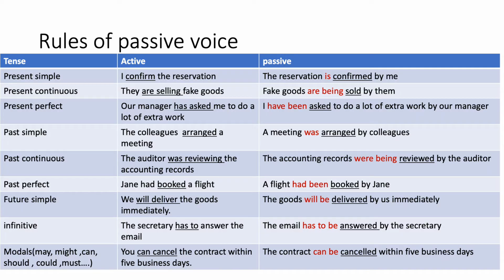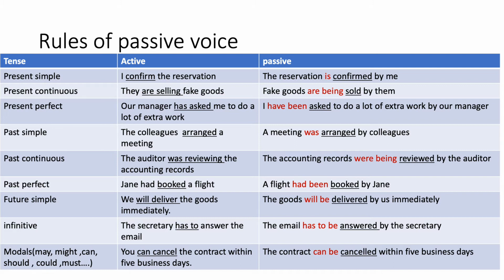We have also past perfect. Jane had booked a flight. A flight had been booked by Jane. Future simple, we have: we will deliver. You know that in future simple we always have will plus the verb infinitive, always a stem or the infinitive. We will deliver the goods immediately. The goods will be delivered by us immediately.